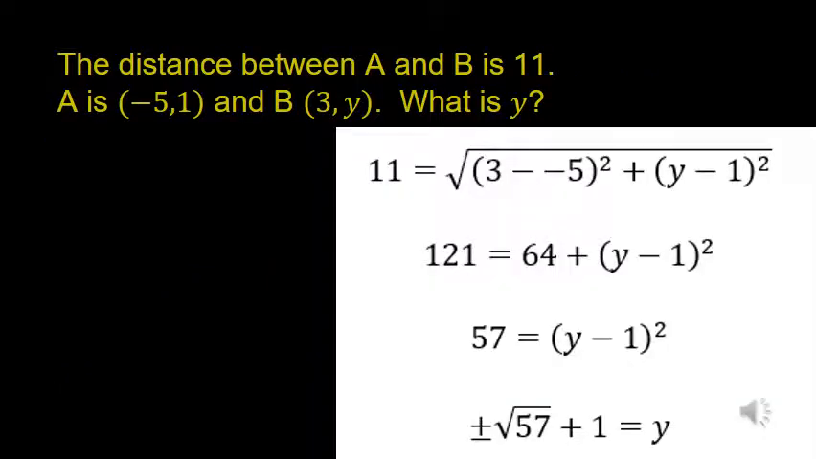And here I've got all the rest of the problem worked out in one place. Again, what I want to do is square both sides. 11 squared is 121. And on the other side, I also simplified that 3 minus negative 5 is 8. 8 squared is 64. So 121 equals 64 plus (y - 1) squared. Now to finish it off, I subtract 64. I've got to take the square root, and then I've got to move the 1 over to the other side. So that's why my answer would be plus or minus the square root of 57, plus 1. And I would just leave the answer exactly like that.